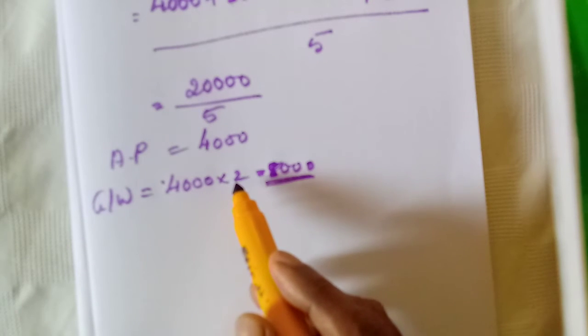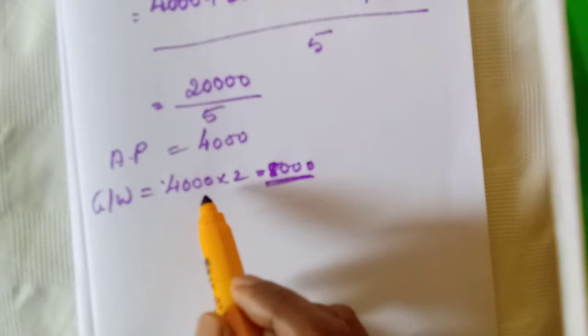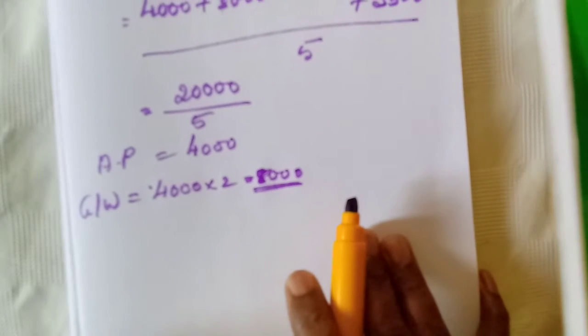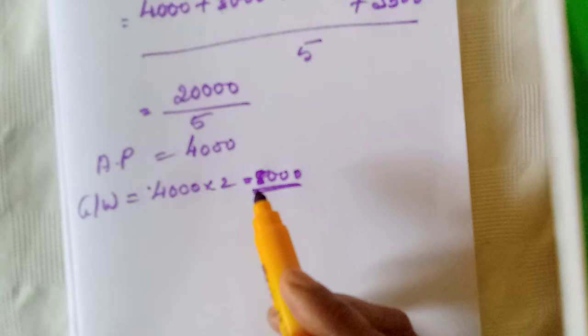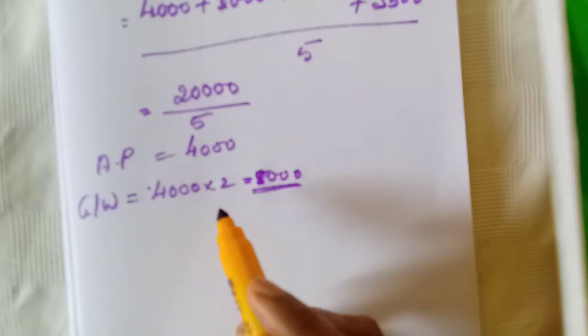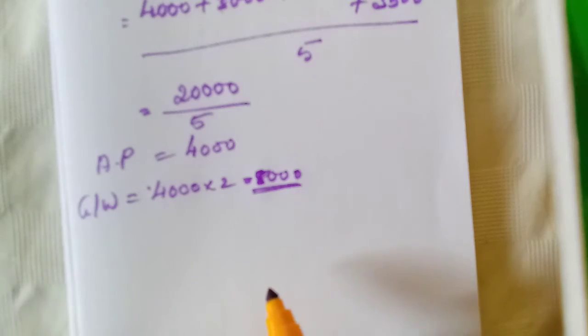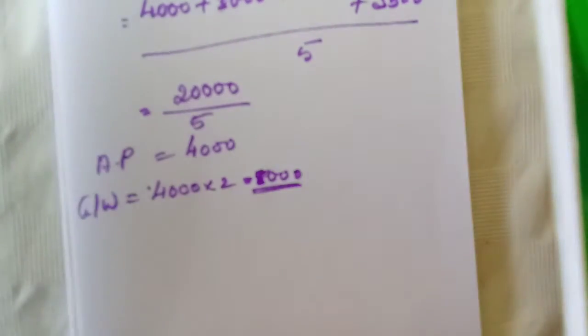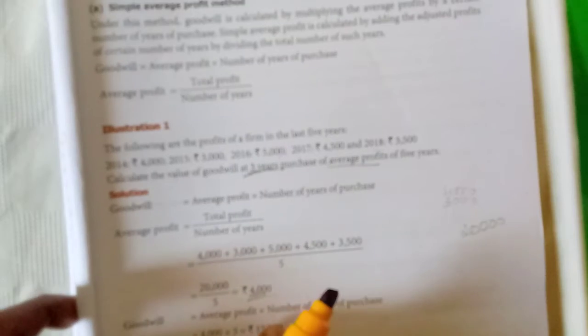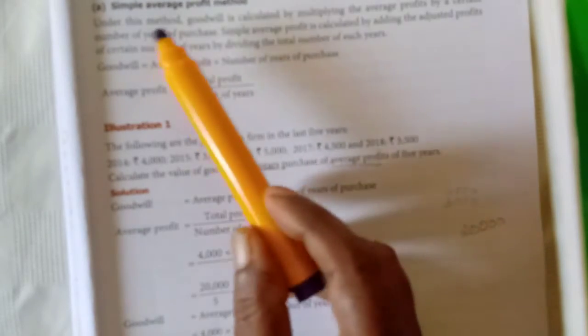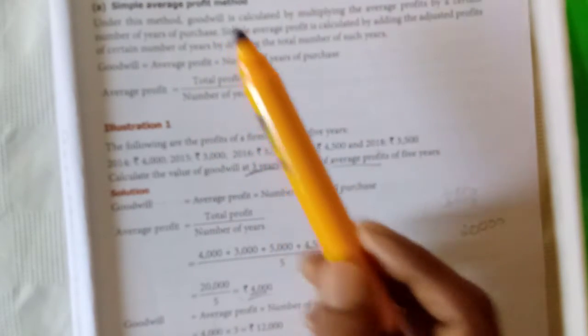This is the first illustration that I will show you in the book itself, because it is a very easy calculation. Okay, no need to do. Then some adjustments will be coming that I will tell you. Okay, we will see this illustration in the book. The first illustration, it's a simple average profit method.